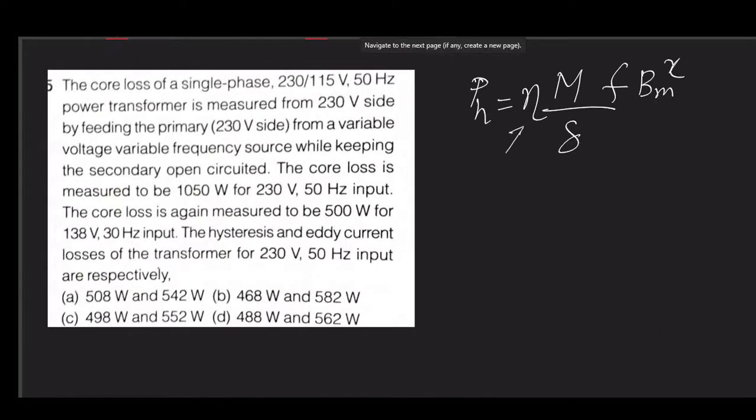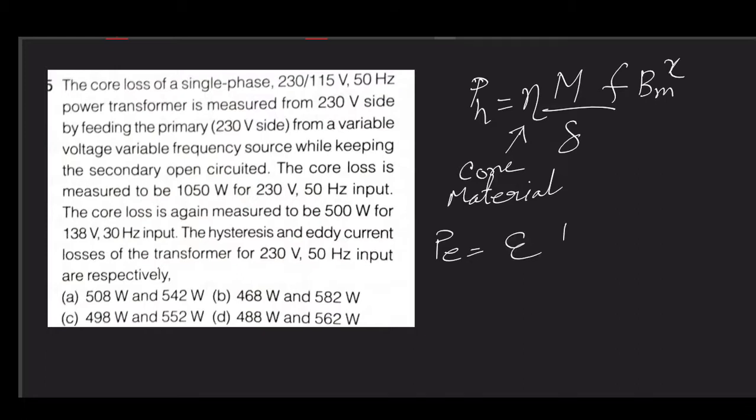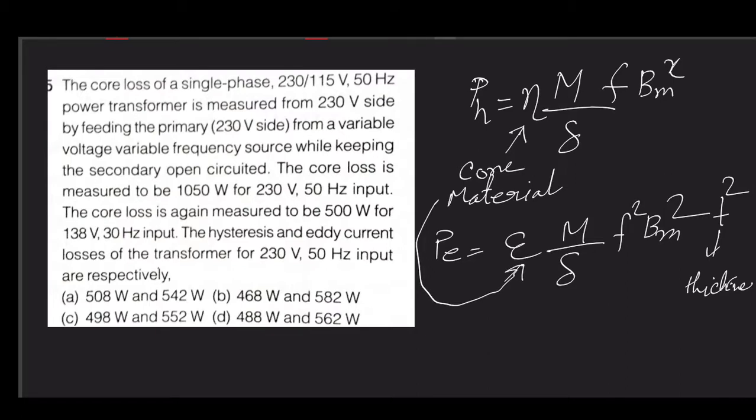Now this depends on the core material. This PE, that is m square Bm square t square, this is the thickness, and this is also dependent on the core material, and this one is our volume of the core.